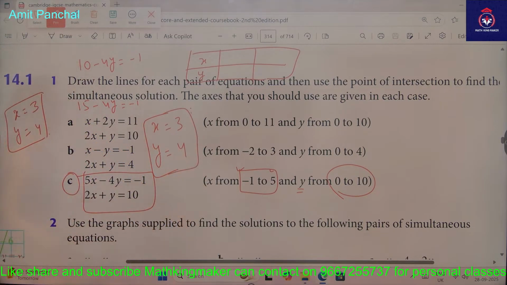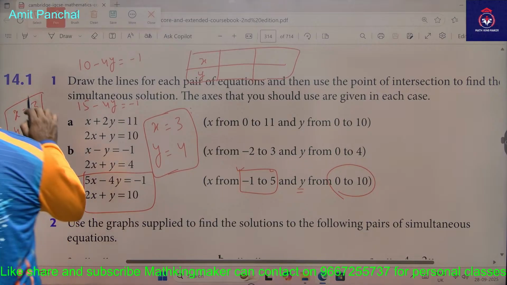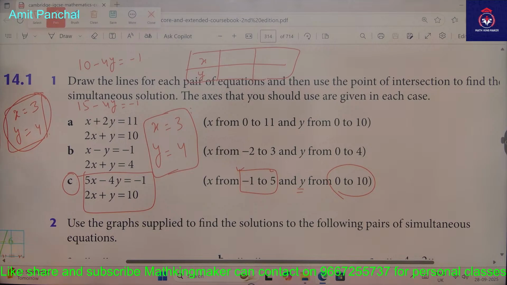Just verify it with both the equations. As 3, 4 was lying on the first, we have taken it. So that is not the point of verification because it is already lying on this equation. Now we verify with the second one. Yeah, both are correct. Okay, very good. So that means it is the right answer.